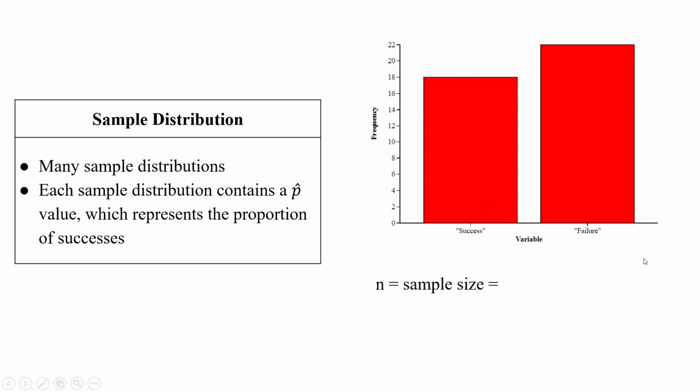So we still have a bar graph here, success and failure. Our sample size, because we have 18 successes and 22 failures, is 40. Proportion of success, when we look at that, we take 18 divided by 40. Our proportion of success is 0.45. Now in the population, P was 0.35, but now in our sample, we have 0.45. So that difference, again, is due to natural sampling variability. And we would expect if we took another sample, our proportion of successes would also be different.